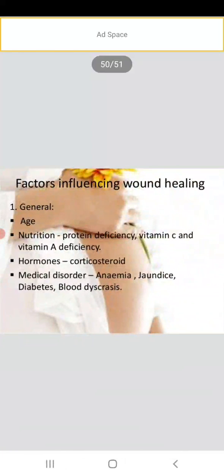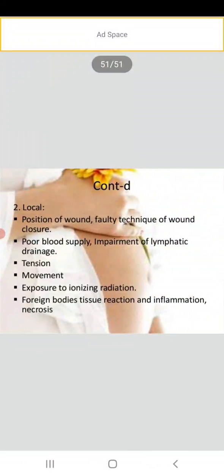Factors influencing wound healing. General: age and nutrition, that is protein deficiency, vitamin C and vitamin A deficiency, hormones, medical disorders, anemia, jaundice, diabetes, blood dyscrasias. Local: position of the wound, faulty technique of wound closure, poor blood supply, impairment of lymphatic drainage, tension, movement, exposure to ionizing radiation, foreign bodies, tissue reaction, inflammation and necrosis.